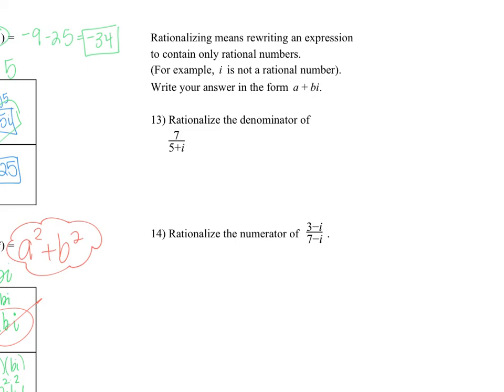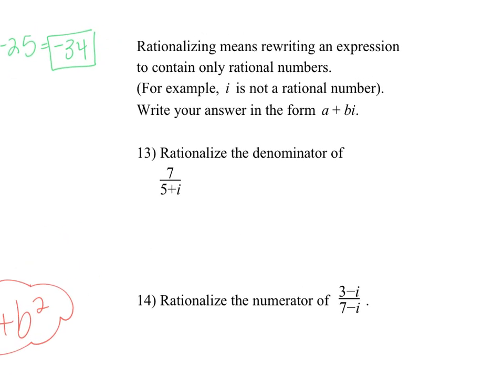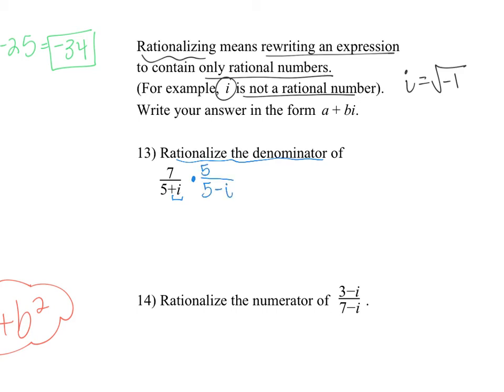Okay, we're going to look at now rationalizing the denominator, but with these i's. So we already talked last time about rationalizing meant that you're going to rewrite an expression with only rational numbers. So now if we have an i, that is not a rational number. i is equal to the square root of negative 1. So basically it's saying when we rationalize the denominator, we want to be able to get i out of the denominator. So we're going to have to multiply by something just like we did with the regular radicals. And that will be by its conjugate. It's complex number conjugate. So here we have 5 plus i times 5 minus i.